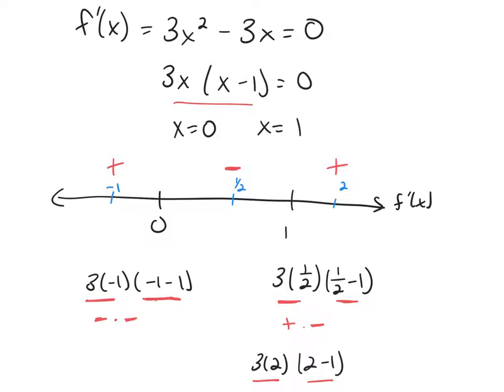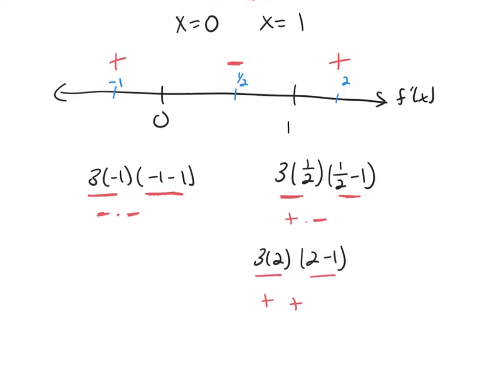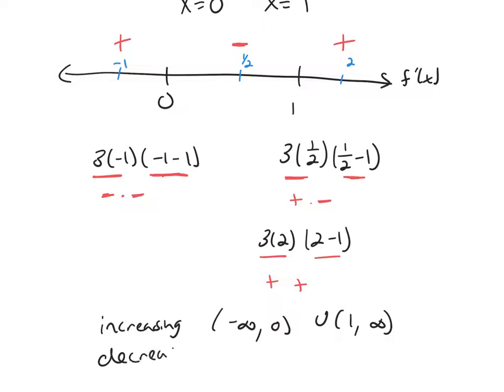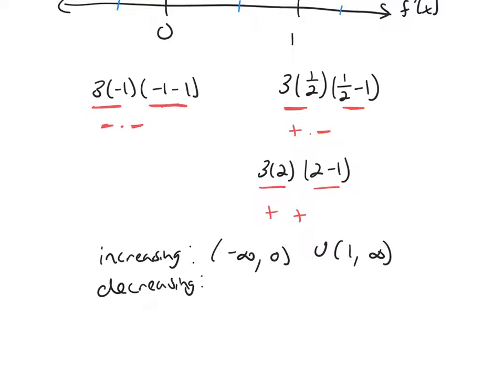So anywhere you have a positive, it's increasing. Anywhere it's negative, it's decreasing. So where is it increasing? From negative infinity to 0, and then from 1 to infinity. And where was it decreasing? It was decreasing between 0 and 1.